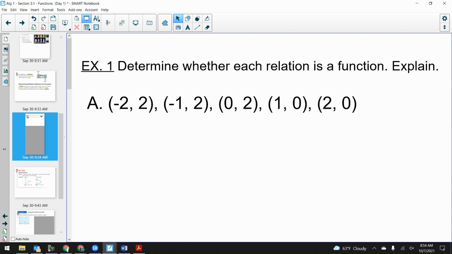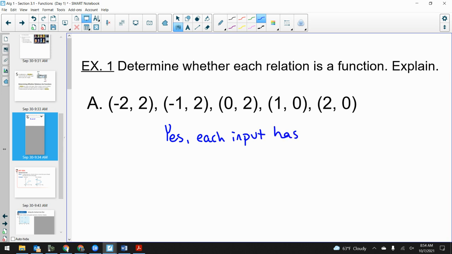Like if I said it this way: if my input was -2, what's my output? +2, right? If my input is -1, what's my output? +2. If my input is 0, what's my output? If my input is 1, what's my output? If my input is 2, what's my output? There's no second-guessing any of those numbers, is there? That is a function. Yes, that is a function. Each input has one output.